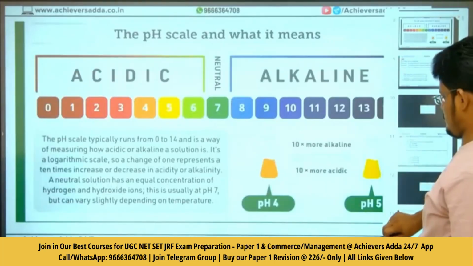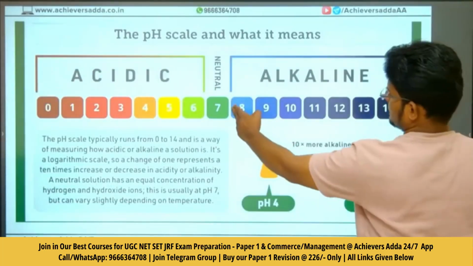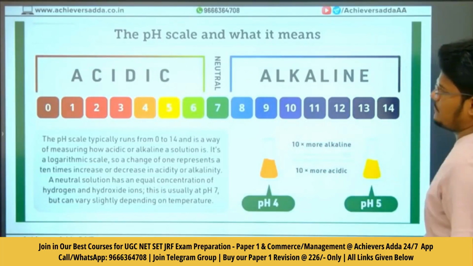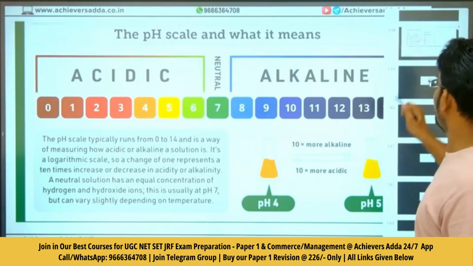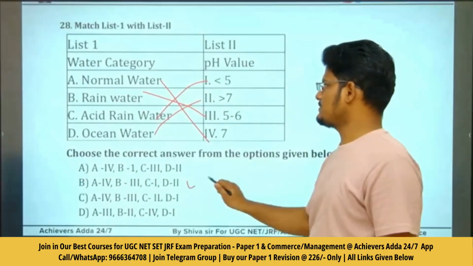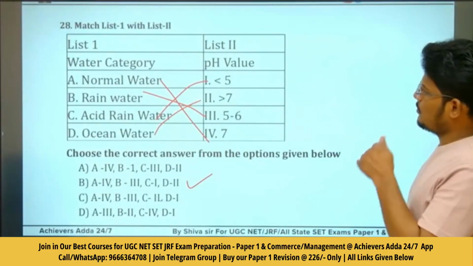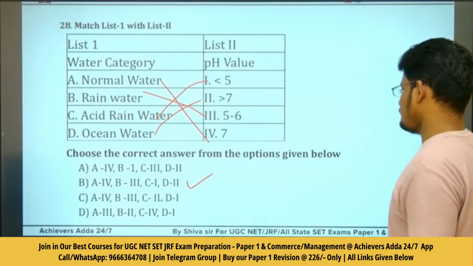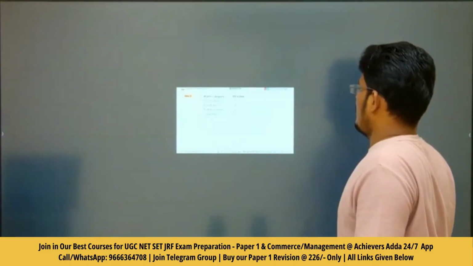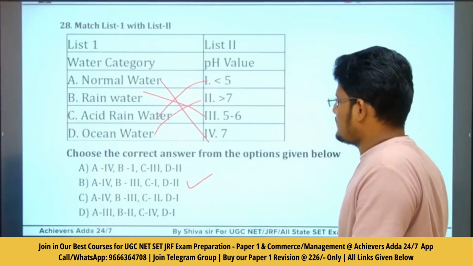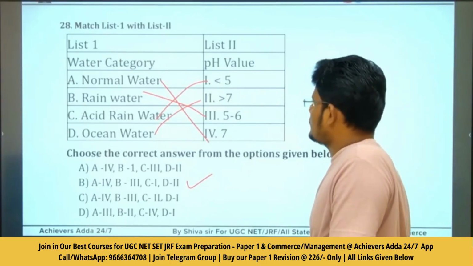Here I have shown: more than 7 is ocean water. Exactly 7 is normal water. Option B will be the correct answer. 4, 3, 2, 1. Sorry, 4, 3. The answer is 2 now. 4, 3, 1, 2. 4, 3, 1, 2, correct.